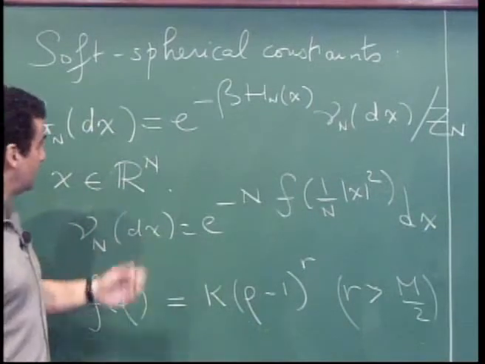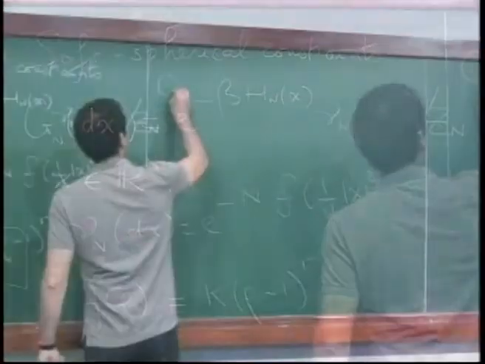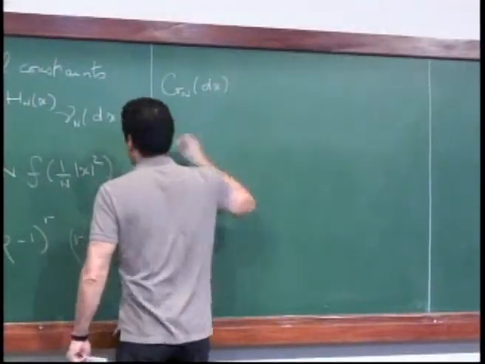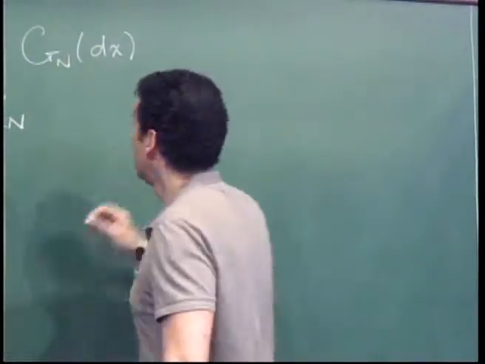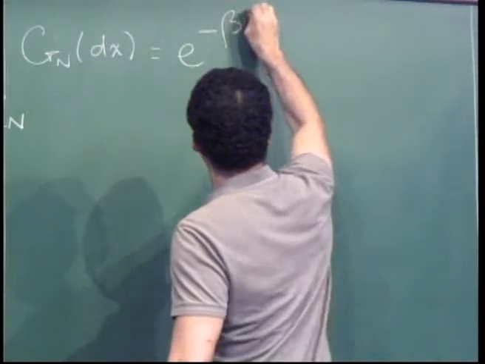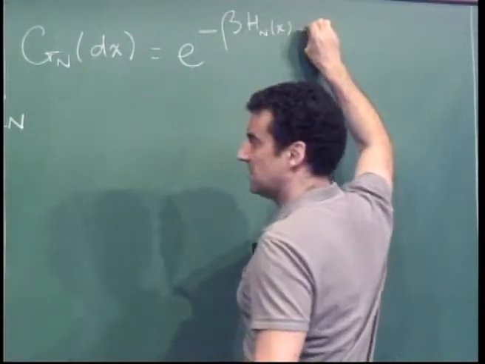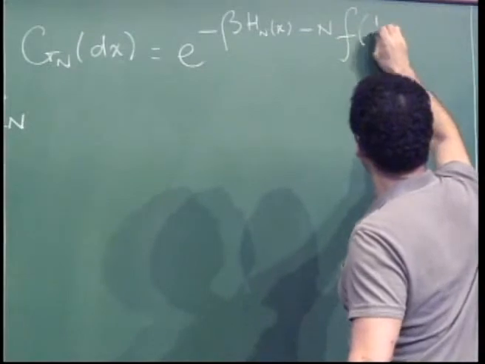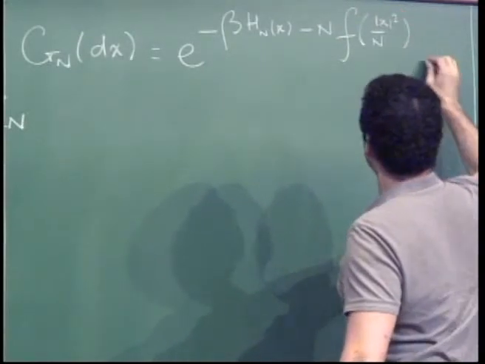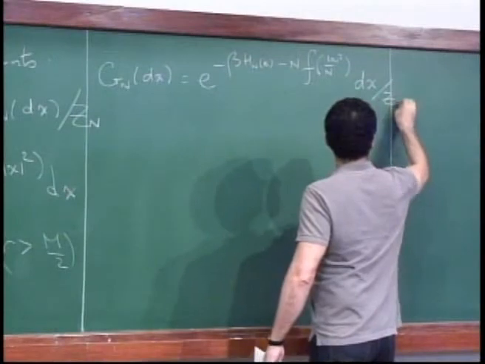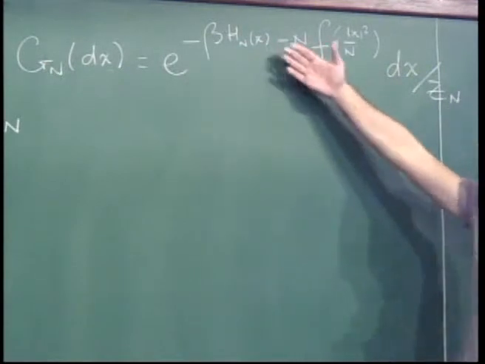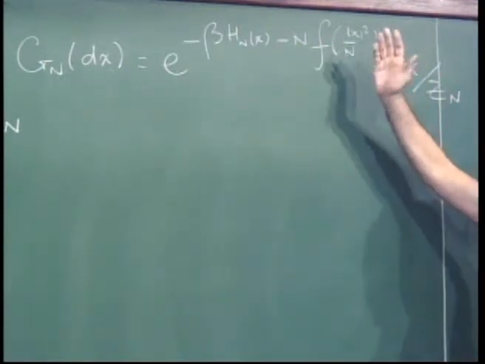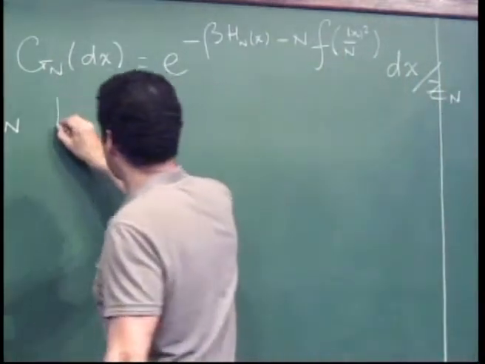So this new Gibbs measure can be written as exponential of minus beta H_n minus n times this constraint here, then dx, normalized. So it's now on Rn something of the form exponential minus a certain potential V. So you know how to construct the Langevin dynamics for that.